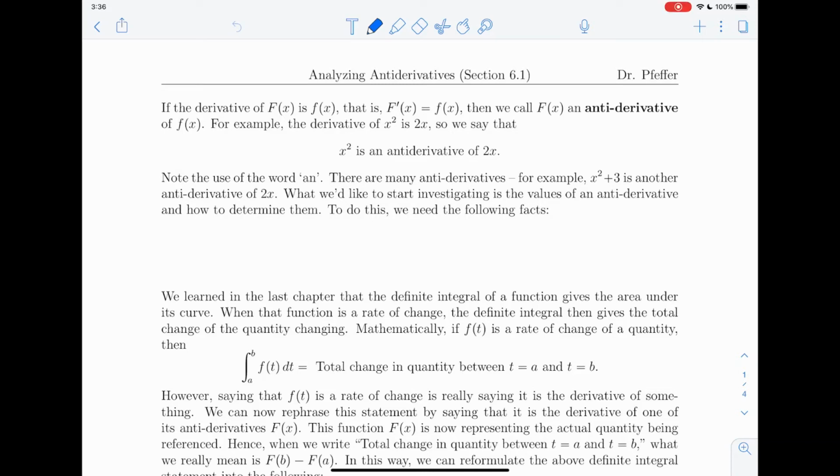Welcome back everyone to another Applied Calculus lecture. Today's content is going to have us jump forward a little bit into section 6.1.